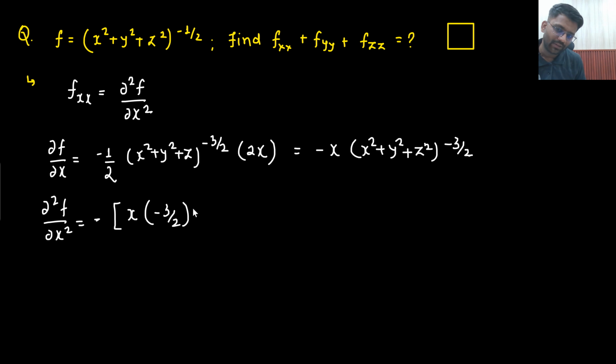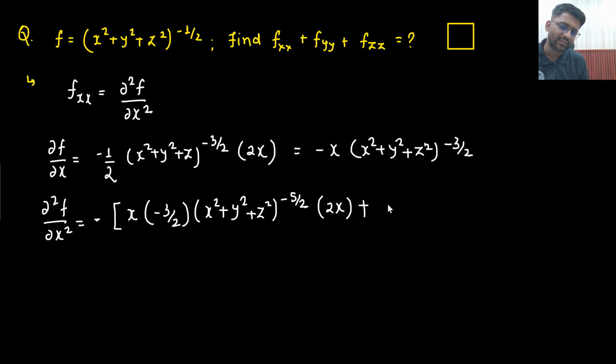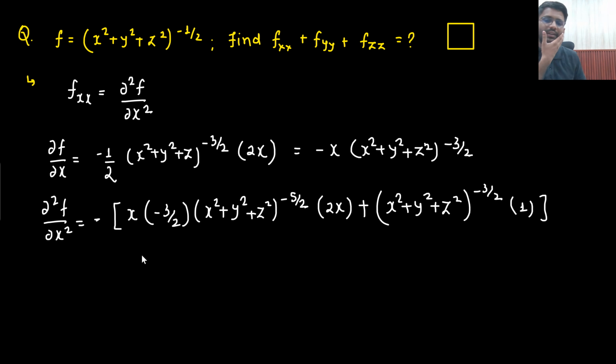So minus 3 by 2 will come in front, x square plus y square plus z square to the power minus 5 by 2, then differentiation of the inside thing, which would be 2x only, plus this one as it is, which is x square plus y square plus z square to the power minus 3 by 2, differentiation of x will be 1 only. This is the answer that we are getting. Now this minus minus sign goes inside, this will become plus. So what we are getting, 3 by 2 x square plus y square plus z square to the power minus 5 by 2.